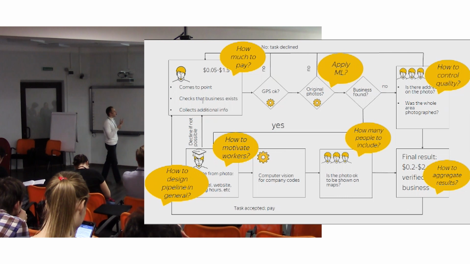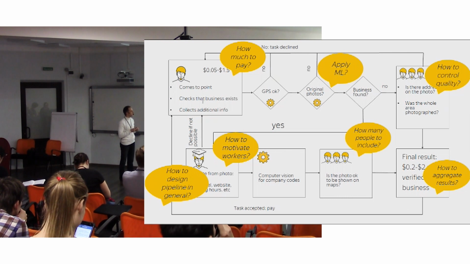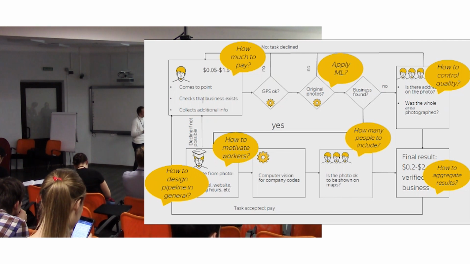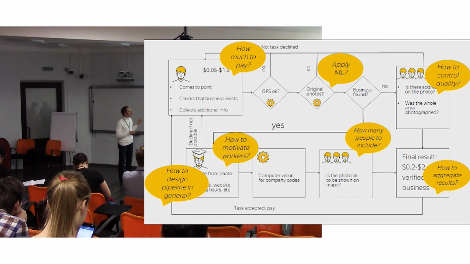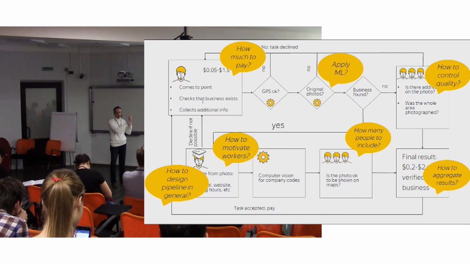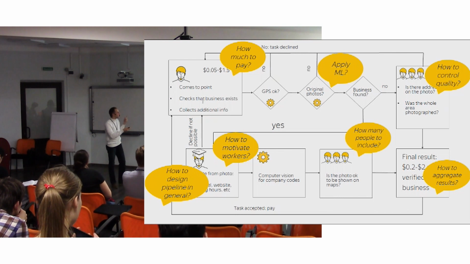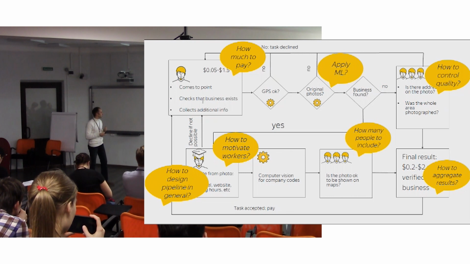Okay, at what steps can we apply machine learning here? Can we apply machine learning to check the photo originality, for example? Maybe we can. How can we control the whole other area, about which I will talk in a few slides later? How can we control the quality of the whole system? How can we be sure that all these people who are checking whether the business is really found are not lying to us? Maybe they are just making a mistake. How can we measure it?